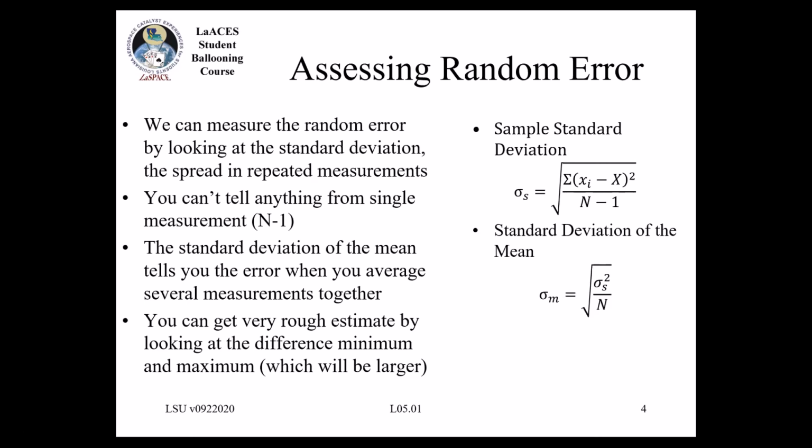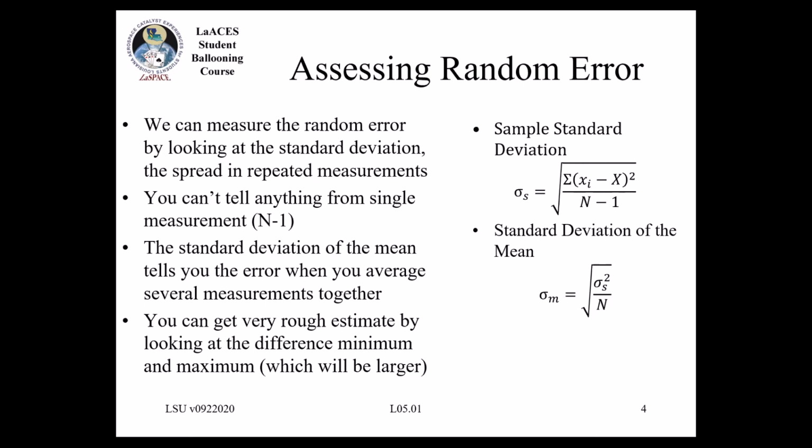Additionally, you want to know how good a representation your average, your mean, is. And for that, you use something called the standard deviation of the mean. That's just, you take the sample standard deviation squared and you divide by the number of measurements you take. So as you take more and more measurements, the standard deviation of the mean gets smaller, your mean becomes a more accurate measurement, which is sort of what you would expect with a random error.